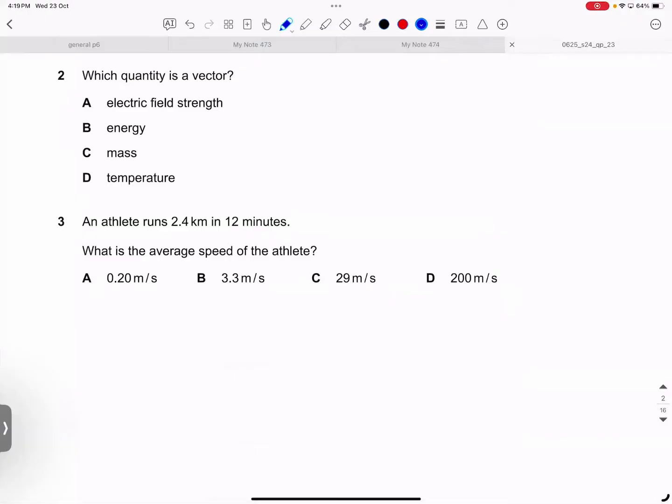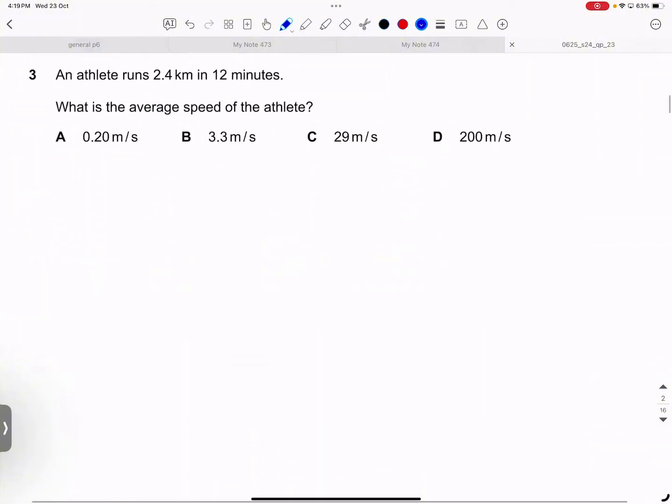Which quantity is a vector quantity? You know vectors have magnitude and direction. Electric field strength, yes, it is a vector quantity. All field strengths are vector quantities. Electric field strength's direction is away from positive charge and towards negative charge. Energy, mass, and temperature are scalar quantities. Option is A, my dear students.